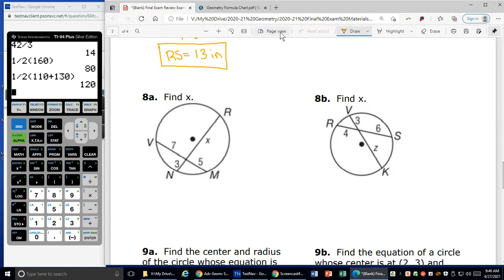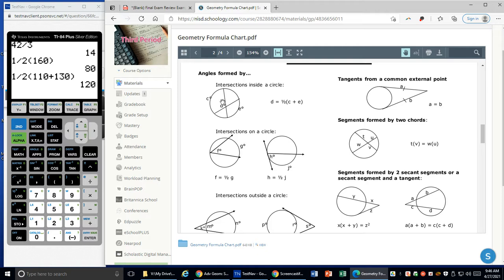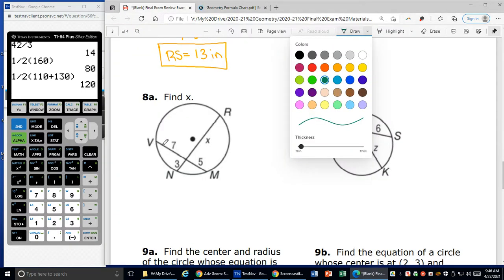Okay, let's look at 8A. When I look at this one and I look back at my formula chart, I'm going to notice that on these, I'm given segment lengths. I'm not working with angles. I'm working with distances. So that's a little bit different than the last time we looked at a picture similar to this. I'm not looking at degree measures. I'm looking at distances. So it's going to be more like this one, where it says T times V equals W times U. So each little piece of the segment multiplied together equals each little piece of the segment multiplied together.